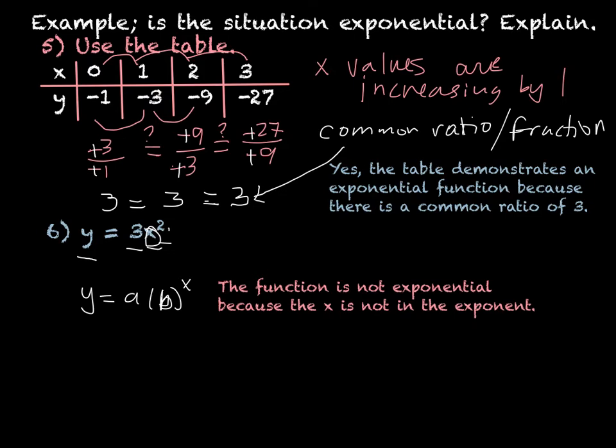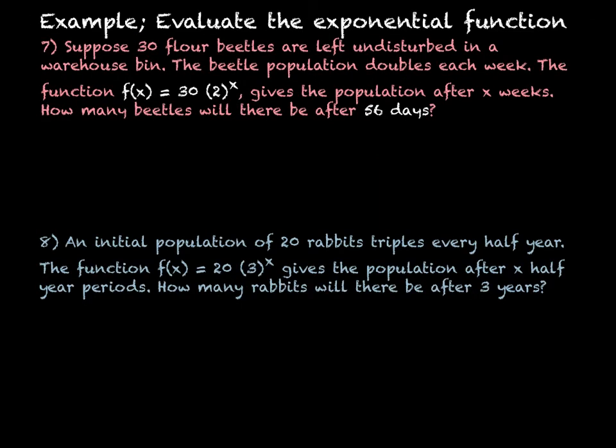So the function is not exponential because the x is not in the exponent. In these next two examples, we're going to evaluate the exponential function. Suppose 30 flower beetles are left undisturbed in a warehouse bin. The beetle population doubles each week. The function that we're going to use is f of x equals 30 times 2 to the x power, and that gives the population after x weeks.